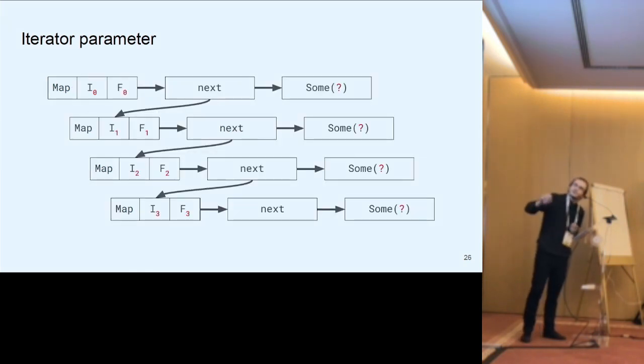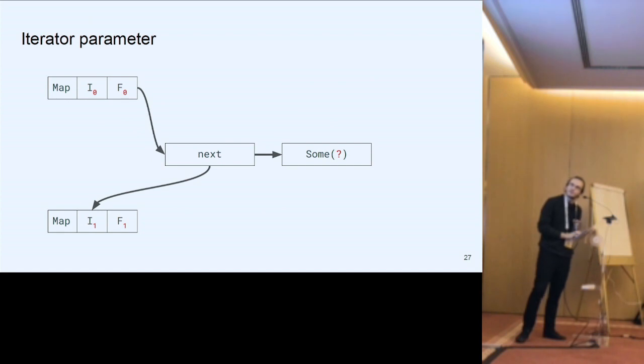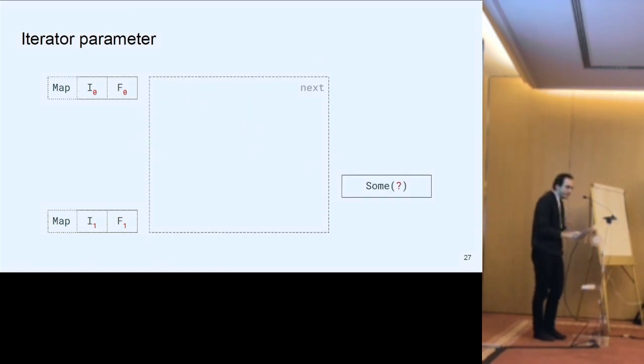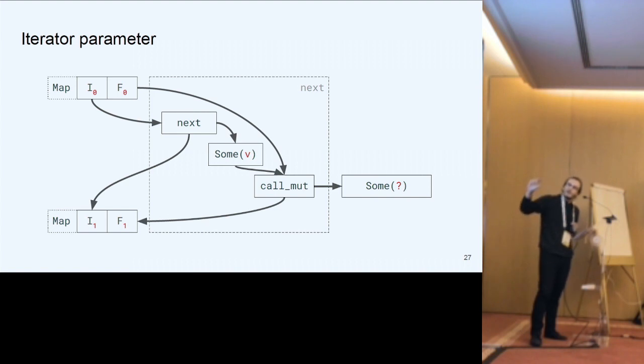We can once again think of the state of map as being composed of what it actually contains, which is the state of the iterator that's previous in the chain and the state of the closure that it's being used with. So now let's focus on one application of this next method. So what the map implementation will actually do is it will query the previous iterator in the chain. So it will call the next method. And here we assume that it gives us some results still, so we'll call it some v. And this v value will then be used to call the closure contained in the map. So this is this call mut.